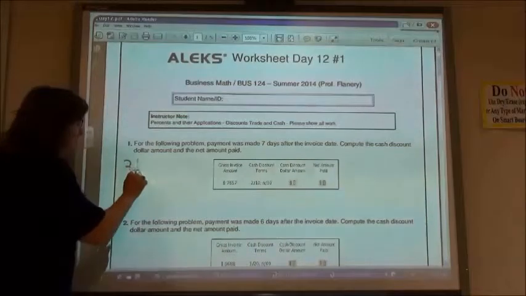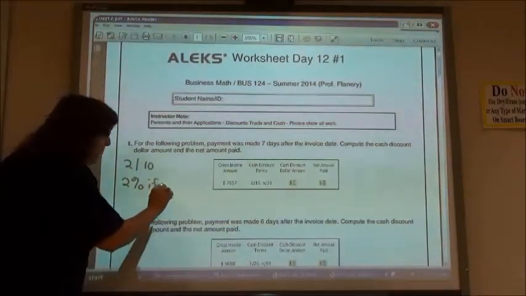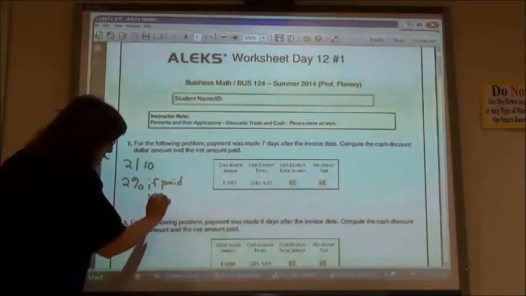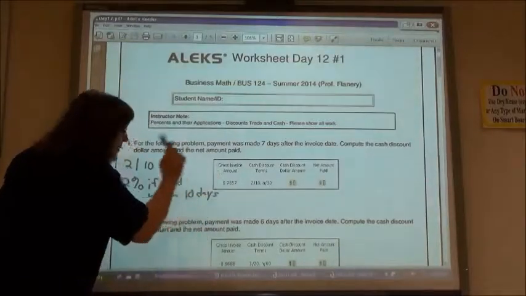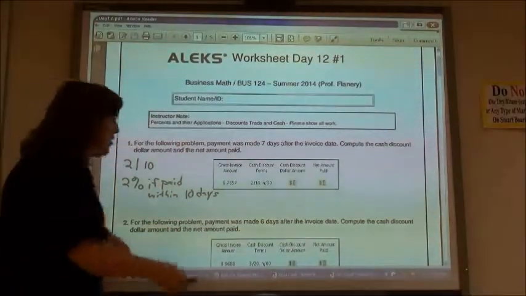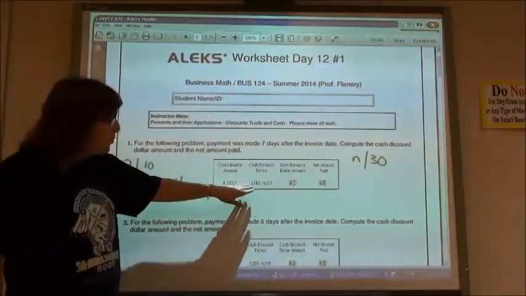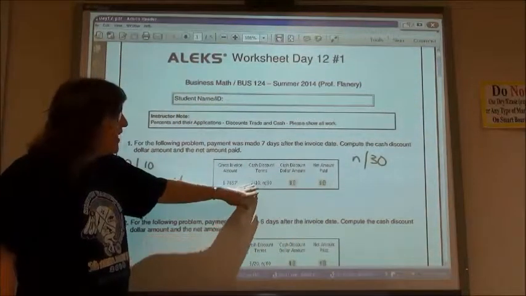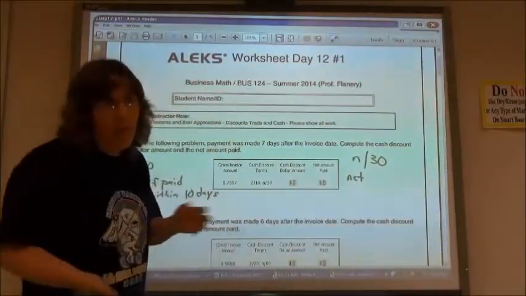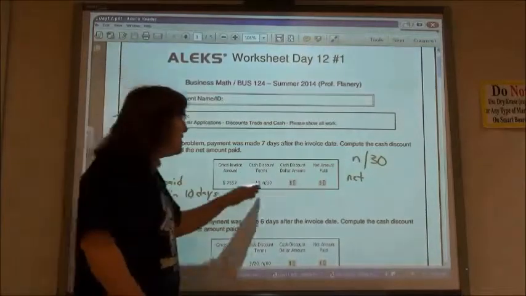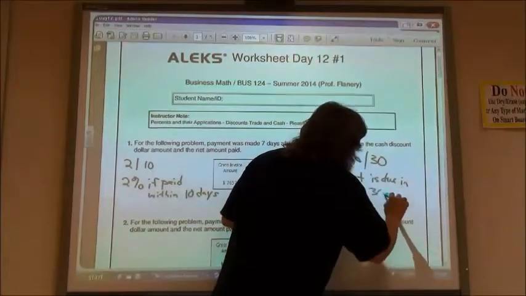2/10 means you get a 2% discount if paid within 10 days. This here where I have N/30, so I get a 2% discount if I pay it within 10 days, is the net amount, the total net amount you have to pay your bill. The net amount is due in 30 days.